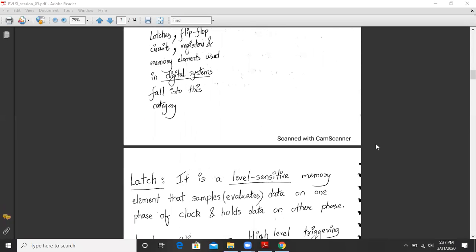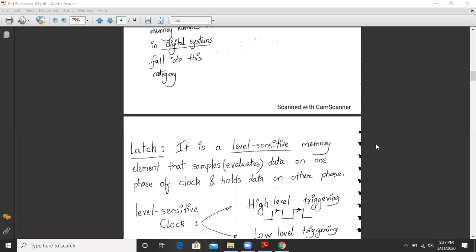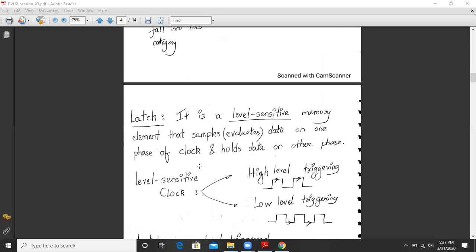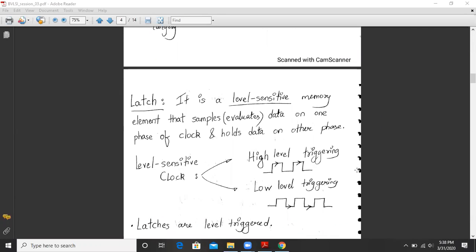Let us move on to the next topic. We'll now understand the difference between a latch and a flip-flop. Well, what is a latch? It is a level-sensitive memory element that samples or evaluates the data on one phase of the clock and holds the data on the other phase. So basically a latch is a level-triggered circuit. So let us understand what we mean by level triggering. If you have a level-sensitive clock over here, high-level triggering means the circuit will be active only when a high level is encountered. Similarly, low-level triggering means a circuit will be active and responding only when a low level of the clock is met. Hence it is called level triggering. And all the latches are level-triggered.